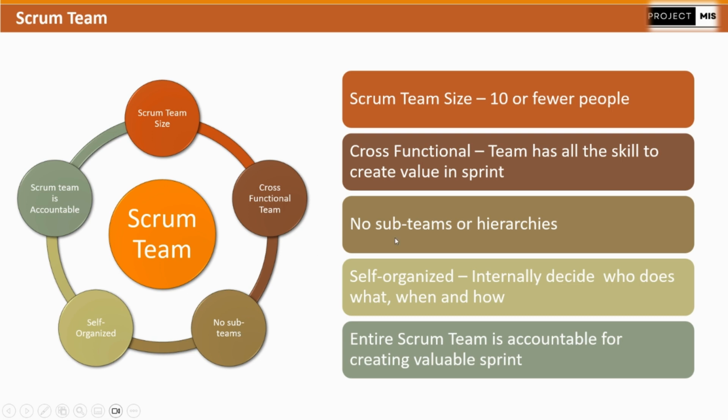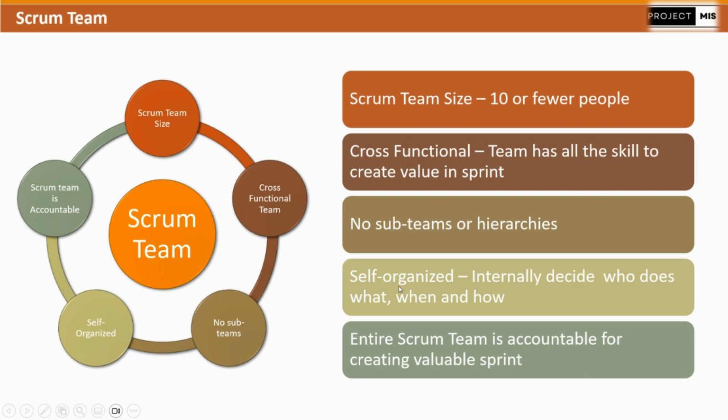No sub teams. The word Scrum team itself suggests that we are talking about one particular team. So when we talk about a Scrum team, everything is common among the Scrum team members. There is no sub team concept, and there should not be any hierarchy concept in the Scrum team. Whatever information has to be discussed, has to be cascaded, has to be discussed among the group members, among the team members. There should not be any hierarchy or sub team concept introduced here.